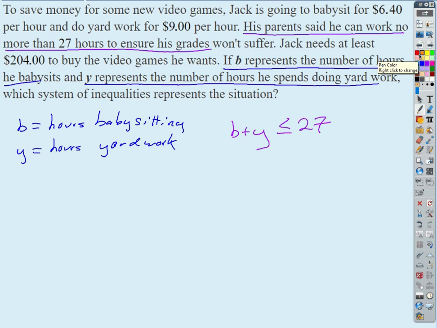So he needs at least $204 and he's making $6.40 per hour babysitting and $9 per hour doing yard work. So what's an expression for the total amount that he's making? Okay, good. So the amount he makes has to be at least 204, so it has to be greater than or equal to 204. There's my system. Okay?